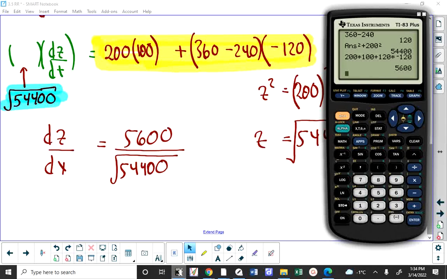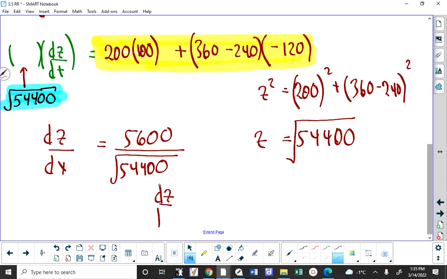Bottom line, did you also get 5,600 by the way? Okay, so now I have to take 5,600 divided by the square root of 54,400. At that point in time, dz/dt is 24 miles per hour. Now, admittedly, this isn't maybe a real-world application of calculus, but it's what we do in this course and in university to try to give things context. In reality, it would probably be pieces of a crane or some other machine where we have a cable.